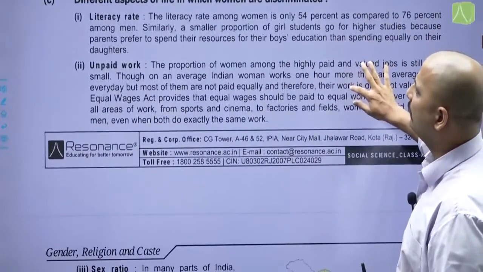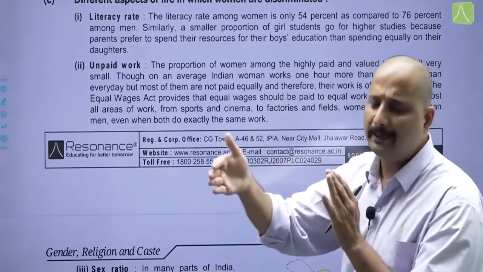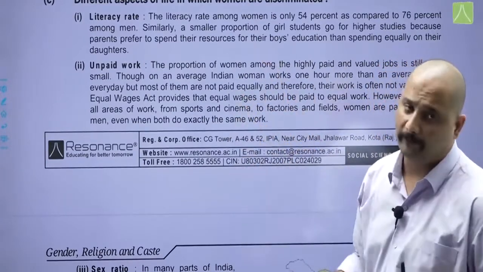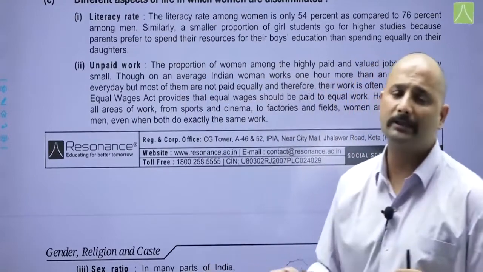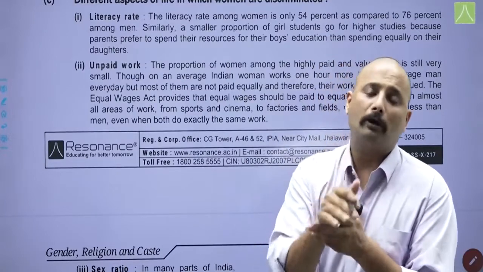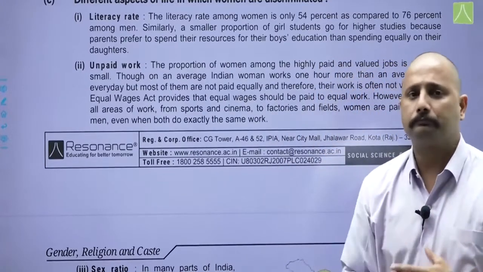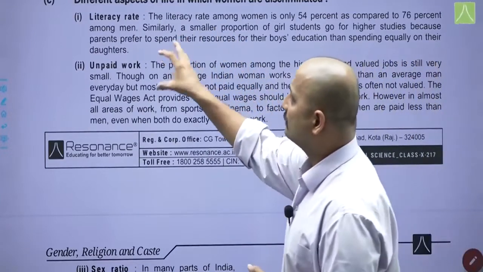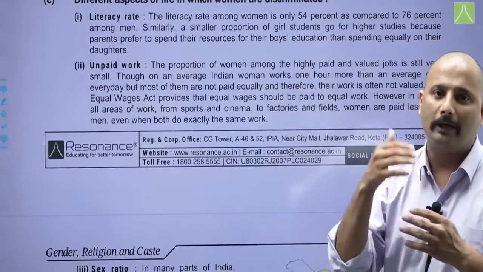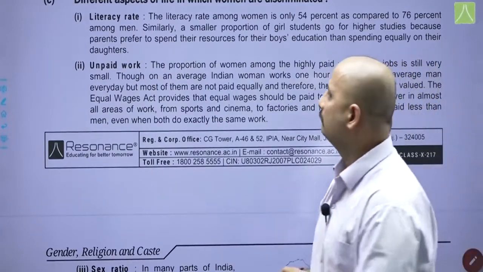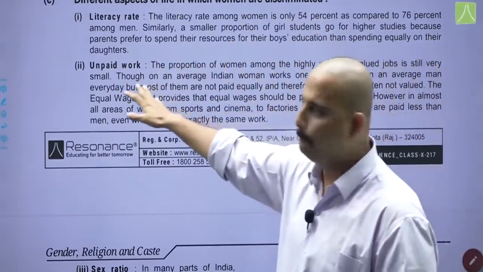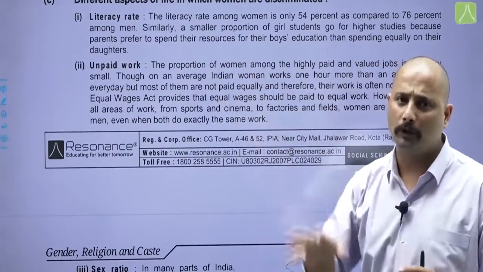Different aspects of life in which women are discriminated. What are the different areas in which discrimination is still practiced, and how can we establish that fact? In terms of literacy, men are still more educated; there are many more literate men in India as compared to women. That shows education is still not being provided to women at large. The literacy rate among women is only 54% as compared to 76% among men. This is according to the data of 2011.